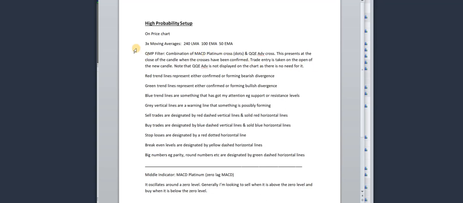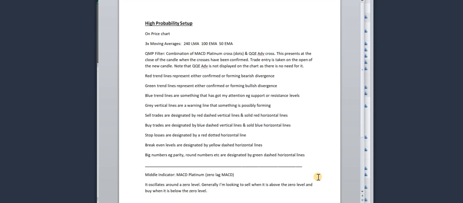Just tells you what the moving averages are, what the QMP filter is. That's the red and green dots on the chart. Red trend lines, green trend lines, blue trend lines, grey vertical lines, which are just warning lines for me. Sell trades are normally in red, buy trades are normally in blue. So you'll see them on the chart. Stop losses, red dotted line, big numbers, parity, round numbers, etc. Green dashed line. The MACD Platinum is the indicator at the bottom of the chart. It's a zero lag MACD.